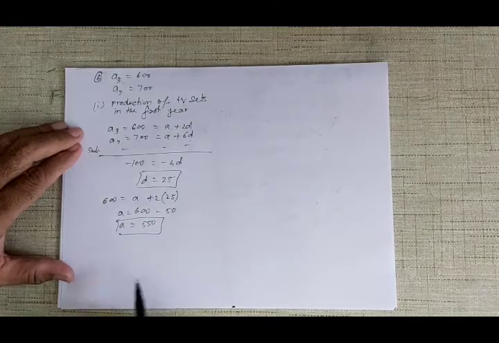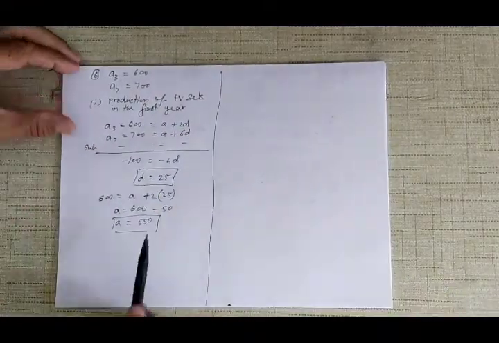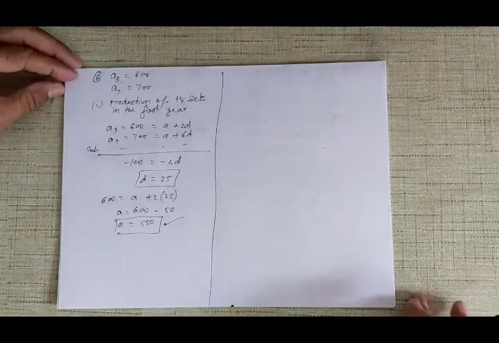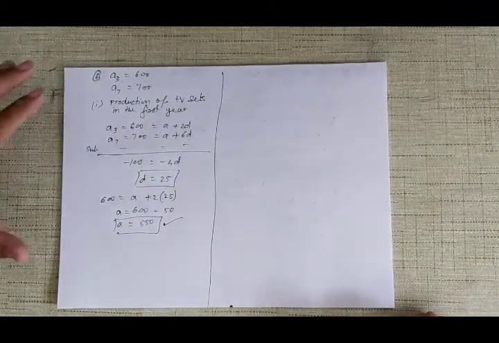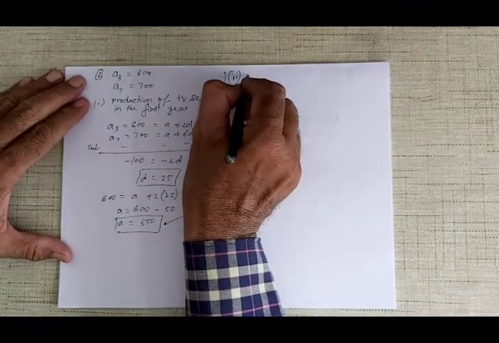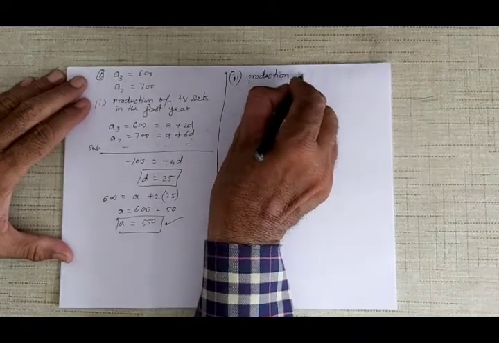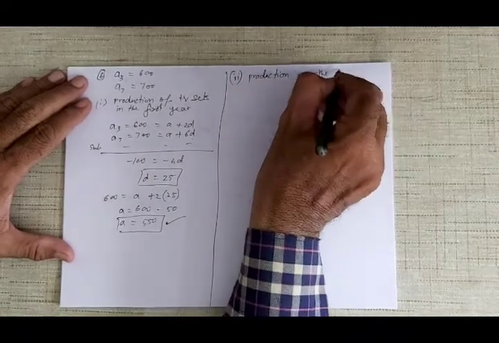This is the production in the first year. Okay. So what is the production of TV sets in the first year? The production of TV sets in the first year is 550 sets. Now also production in the 10th year. You want to find production in the 10th year.